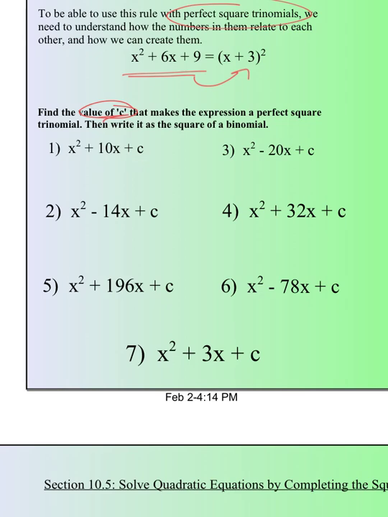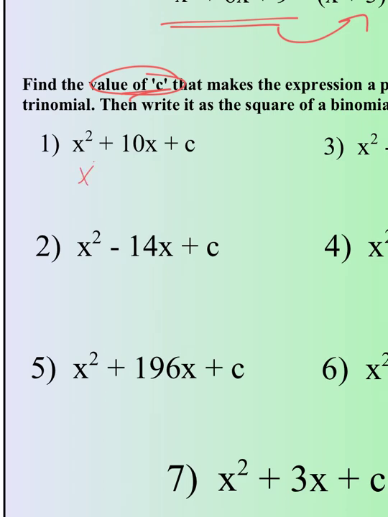I will help you, okay? The number you're looking for here is 25. Let me write it out, and then maybe that might give you an idea of how to figure this out. Take a look, there's a pattern here in the numbers. So x squared plus 10x plus 25.